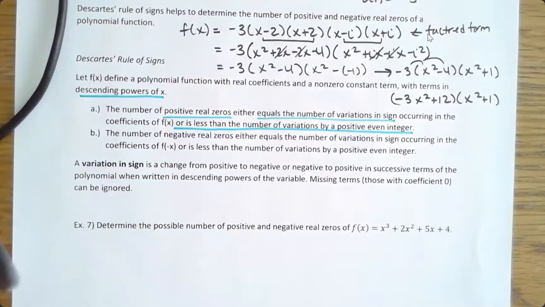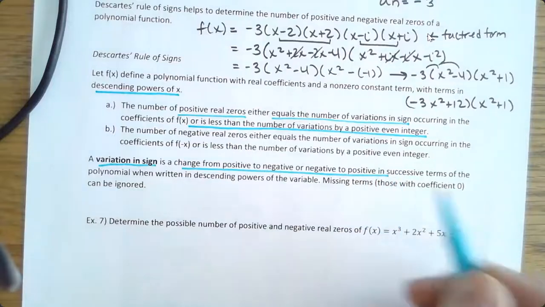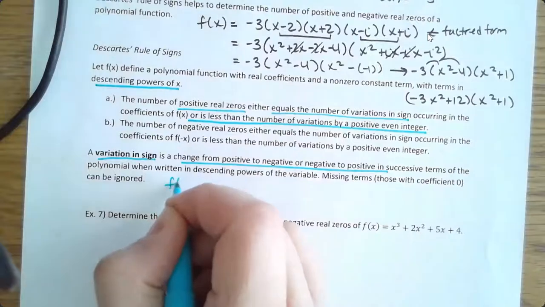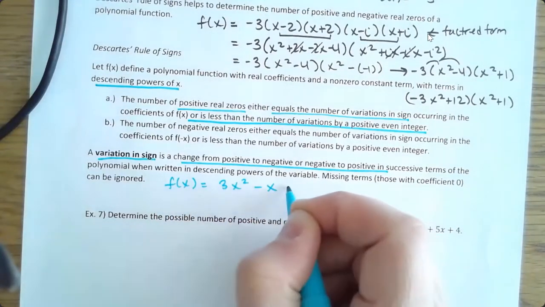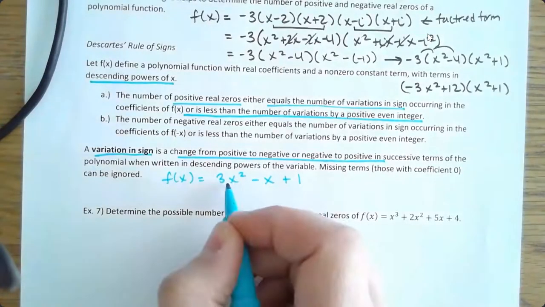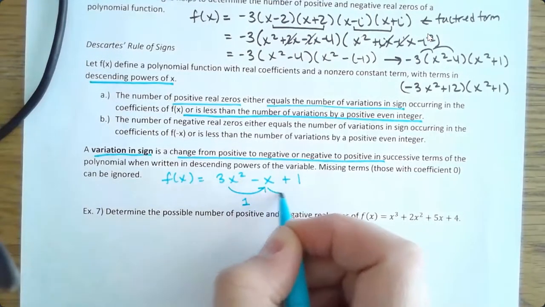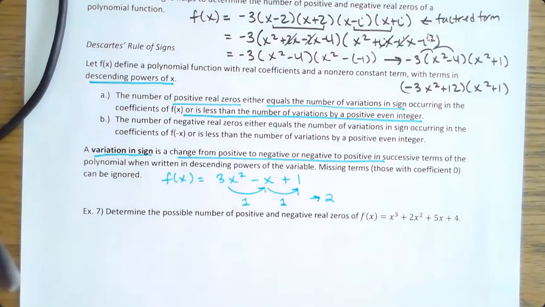Now, what are variations? A variation in sign is a change from positive to negative or negative to positive in successive terms. Okay, so for instance, let's say I had something like f of x equals 3x squared minus x plus 1. Okay, so here I'm starting from positive to negative. So this is one change. And then I'm going from negative back to positive. So this is a second change. So this has 2 changes in sign.